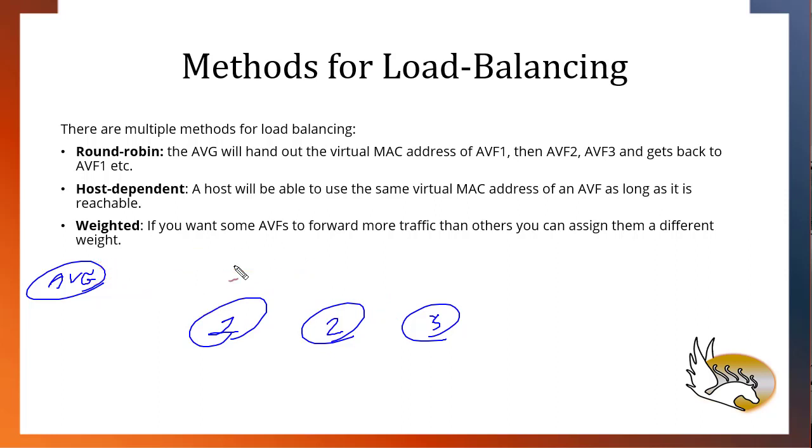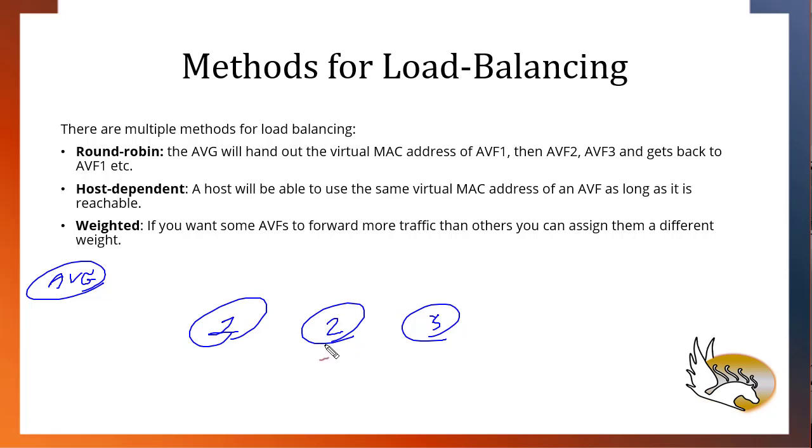What about host dependent? Based on the MAC address that we have, we can create a hash or something, and based on that we can decide which one of the routers is going to be the responding one. So that is kind of a random thing, but not actually completely random. What about weighted? Weighted is very important here. Let's say that router 2 is the one with the most resources in my network. It has more bandwidth, more RAM, more CPU, so router 2 is going to be the most powerful one here.